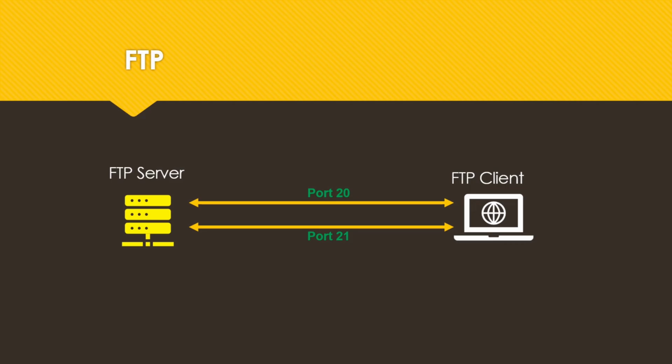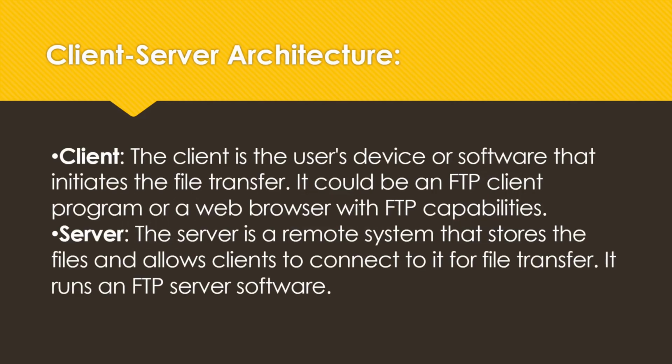Now let us talk about the client-server architecture in the FTP protocol. The two main components in the client-server architecture are a client and a server. The client is a user's device or software that initiates the file transfer. It could be an FTP client program or a web browser with FTP compatibilities. The server is a remote system that stores the files and allows users or clients to connect to it and do file transfer. The server will run FTP server software.